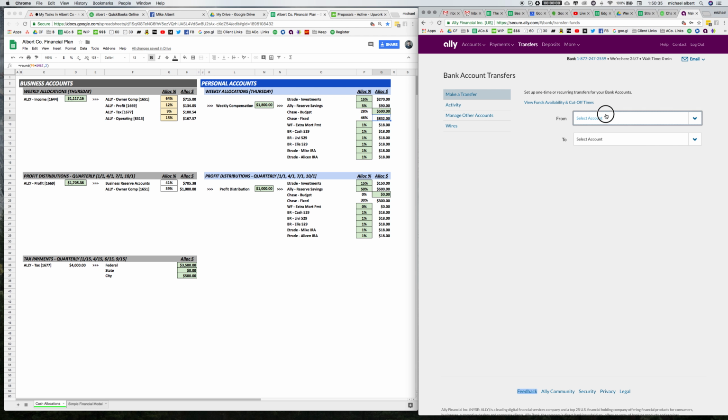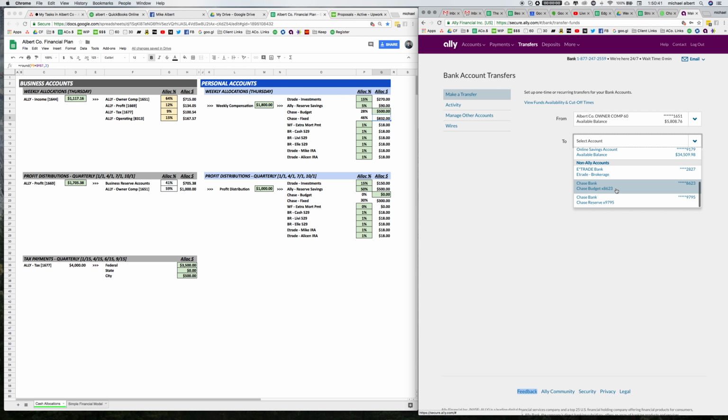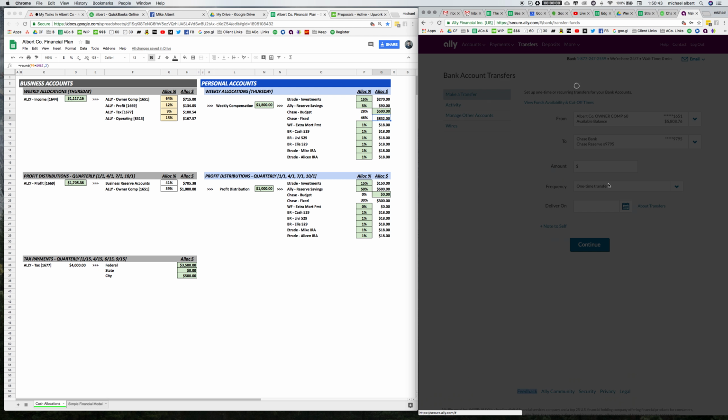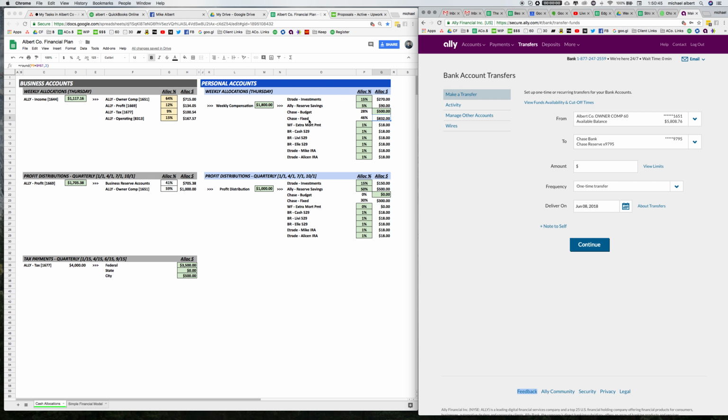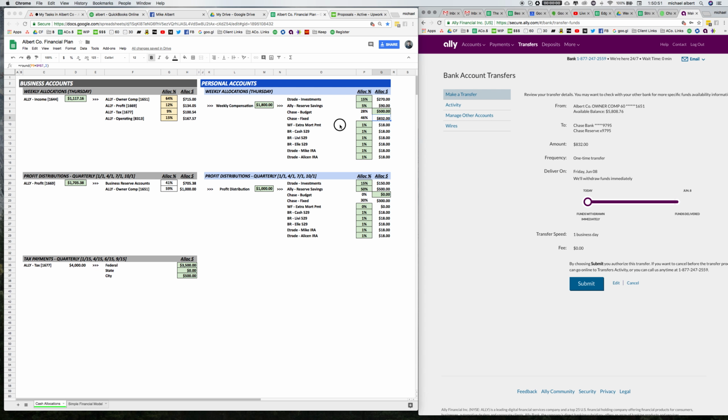Next is for fixed expenses. So these are, if you think of your normal bills, this is where a mortgage comes out of, things like that. So I'm going to go to Chase Reserve. Reserve, fixed, synonymous with the way I think about them. Click continue.